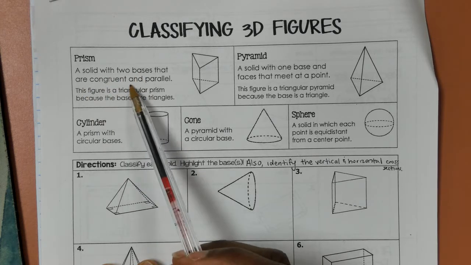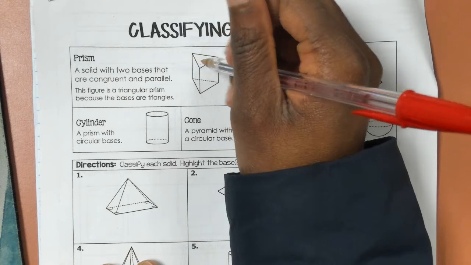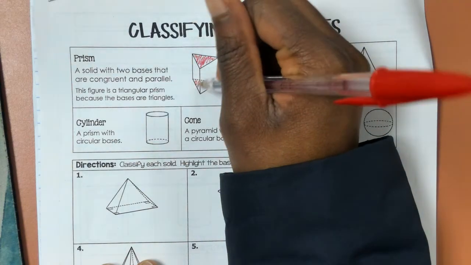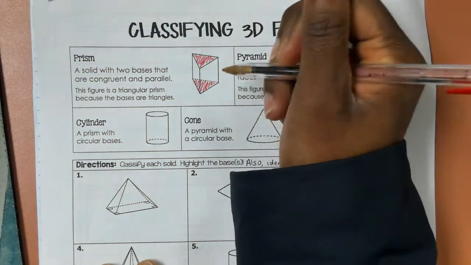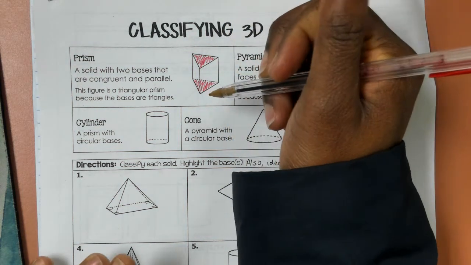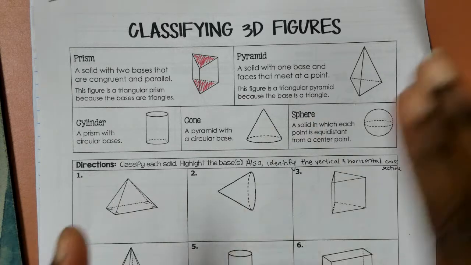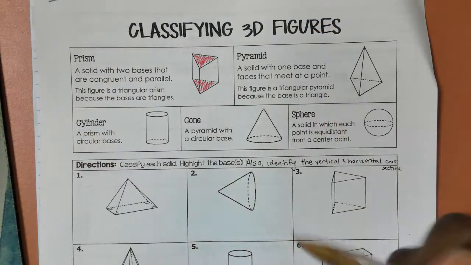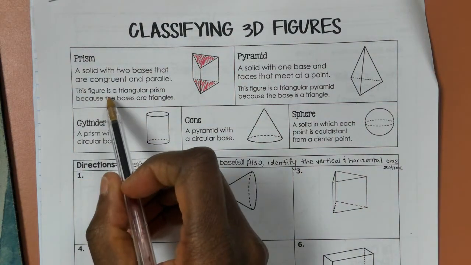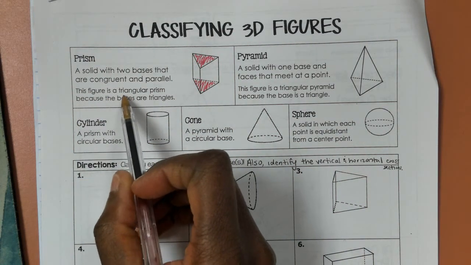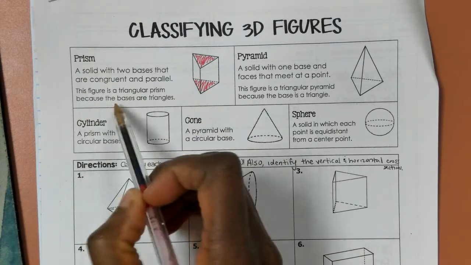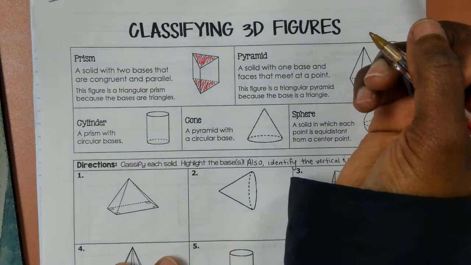are congruent and parallel. Okay, so the 2 that are parallel in this picture would be this and this base. So those would be our bases. They're congruent to each other, they're exactly the same size, and they're parallel. They would never intersect if you were to extend them in both directions forever. So this figure is named by the base shape, triangular prism. So it's a type of prism, but it's triangle because that's the base, and we call it a triangular prism.